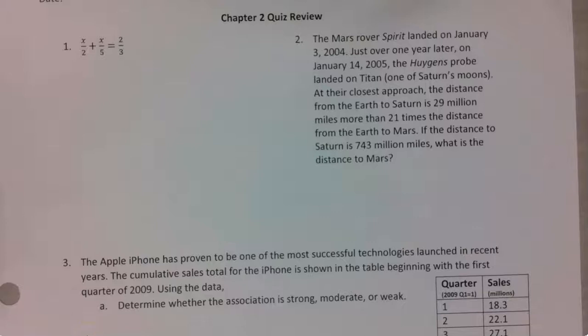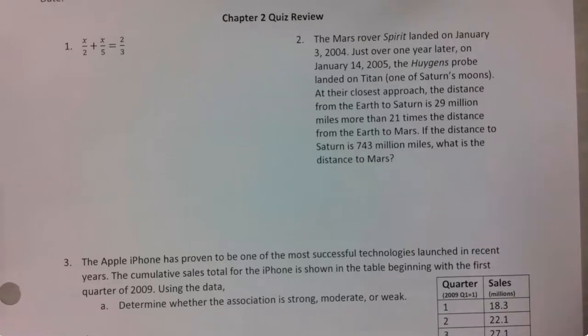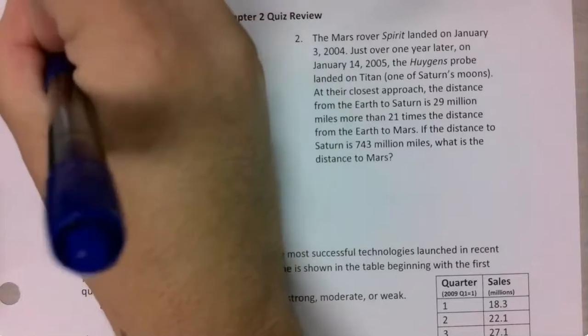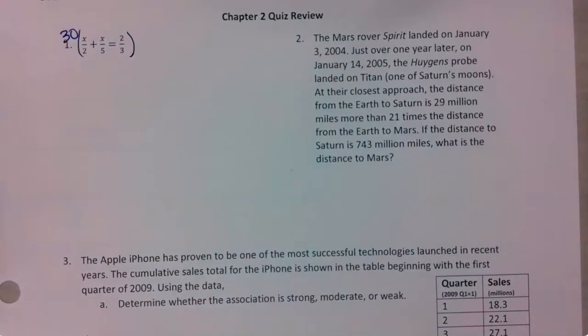So for this first question, because it's a bunch of fractions being added together, I want to look for the lowest common multiple of all of my denominators. So I'm looking for what 2, 5, and 3 all multiply into. The smallest number here is 30. So I want to multiply everything in this fraction by 30.